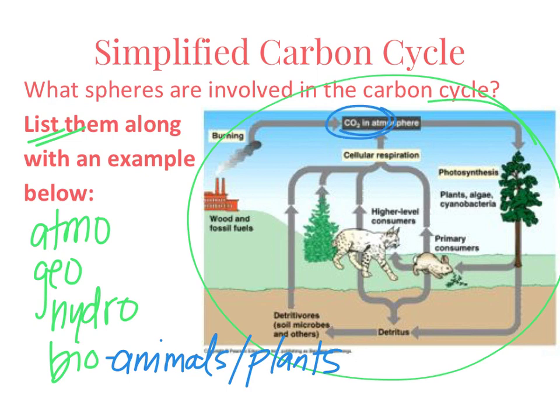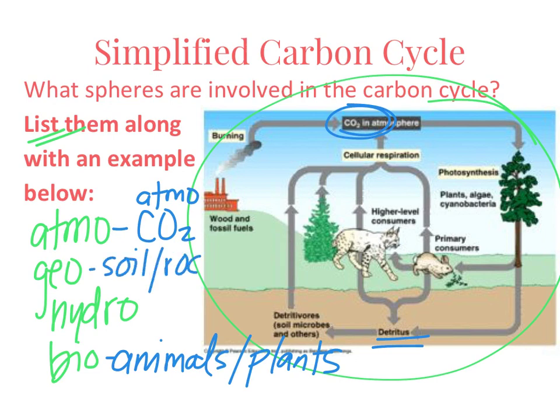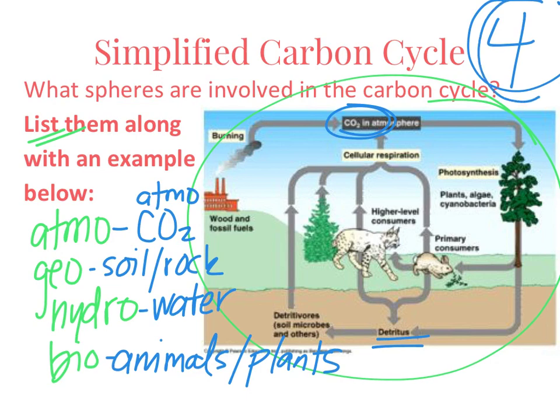We see up here on the diagram CO2 in the atmosphere. So we know that carbon is a key part of the atmosphere. And we also see it going down here into the ground, into the soil, and in the rock. We don't actually see any hydrosphere on this diagram, but I will tell you that carbon can be found in water as well. So we know that carbon is found in all 4 of Earth's spheres.